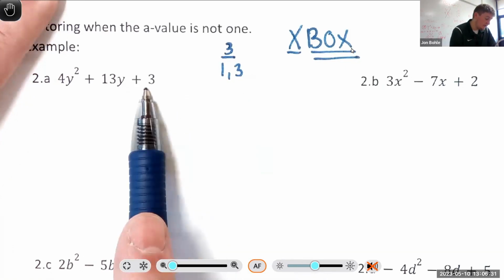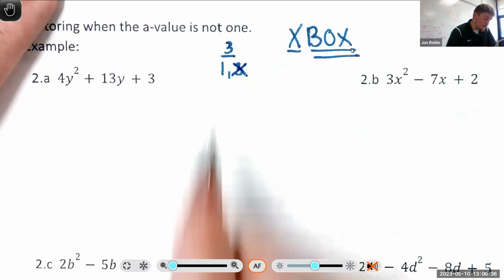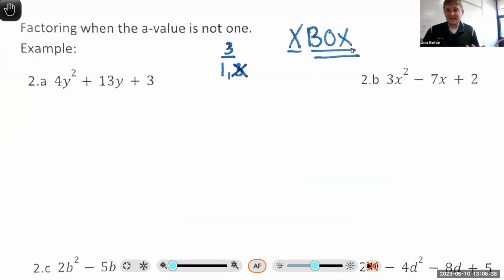So I'm going to check 3. Yes, 3 divides into this. No, 3 doesn't divide into that, and 1 divides out of everything, but that's not going to change the problem. So my problem has no greatest common factor.